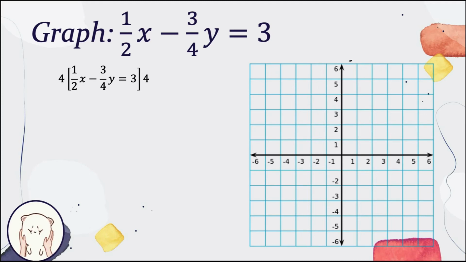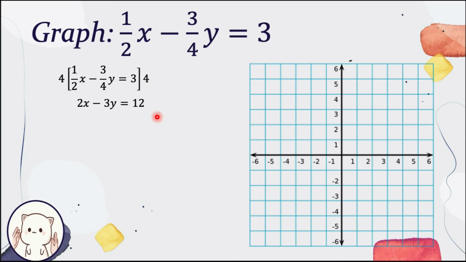So simplify the equation. 4 times 1/2, the answer will be 2x. And then 4 times 3/4, the answer will just be 3, so that will be 3y is equal to 3 times 4, we have 12. After that, as you can see, this equation is already in standard form. So the next step is to change this into slope-intercept form.